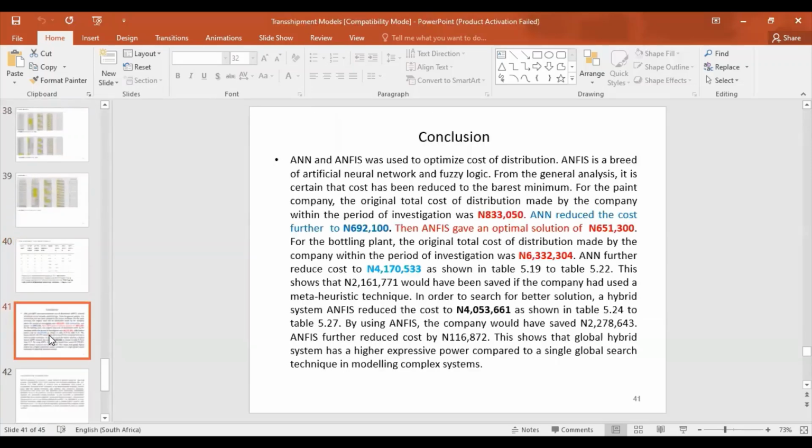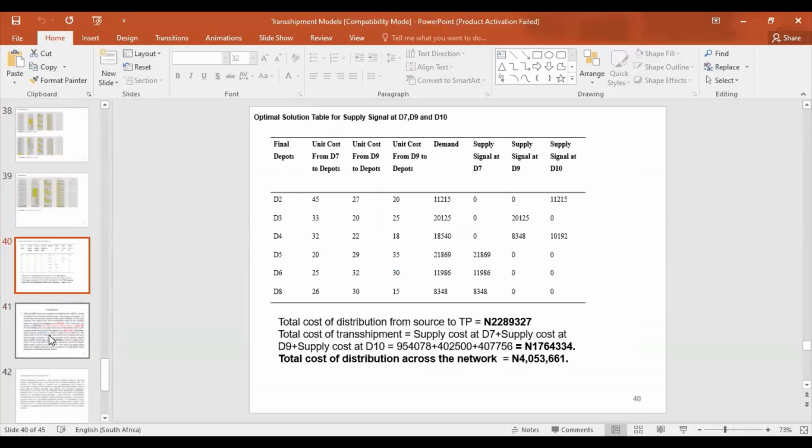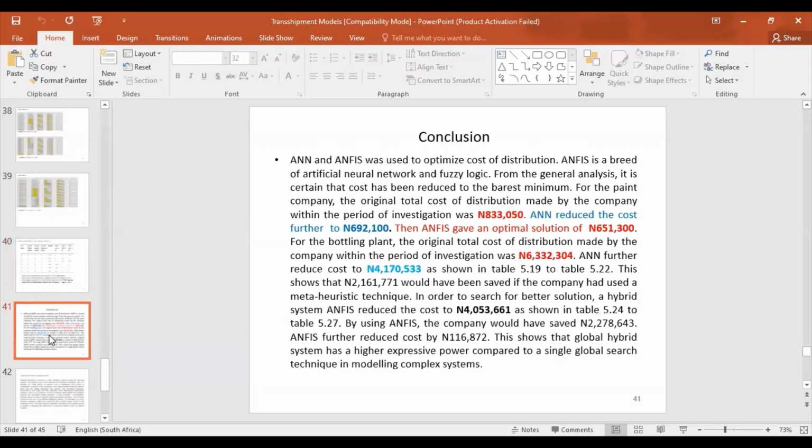And at the end of the day, it showed clearly that the total cost of distribution from source to transshipment points gives us the total value of this as presented, and the total cost of transshipment, the total distribution cost at the end of the day using the adaptive neuro-fuzzy inference system, is about 4 million as compared to about 6 million spent by the company. So meaning that if the company decides to use this interesting algorithm, it will go a long way to save cost of distribution.